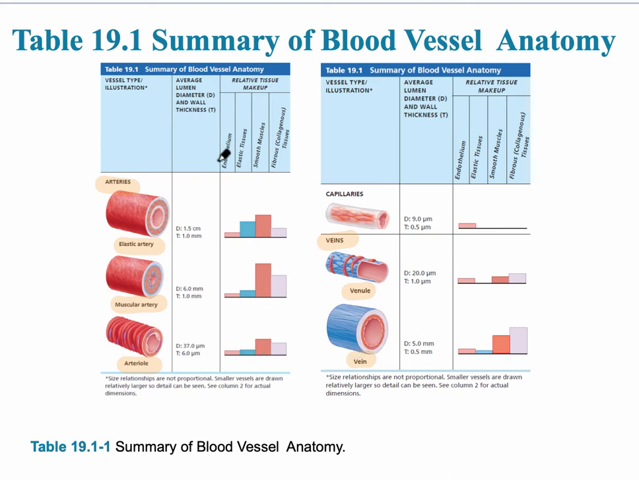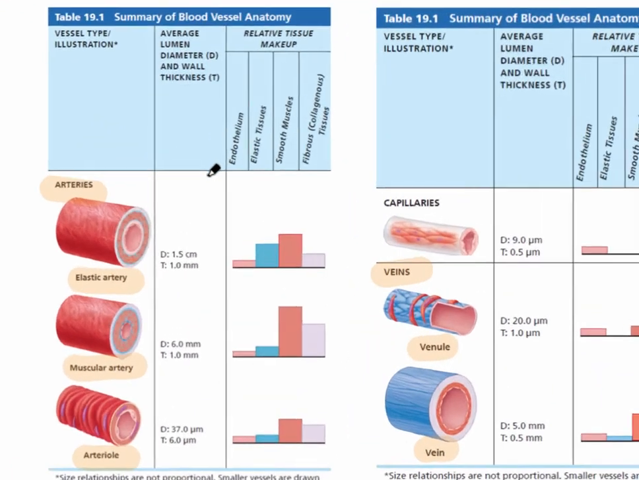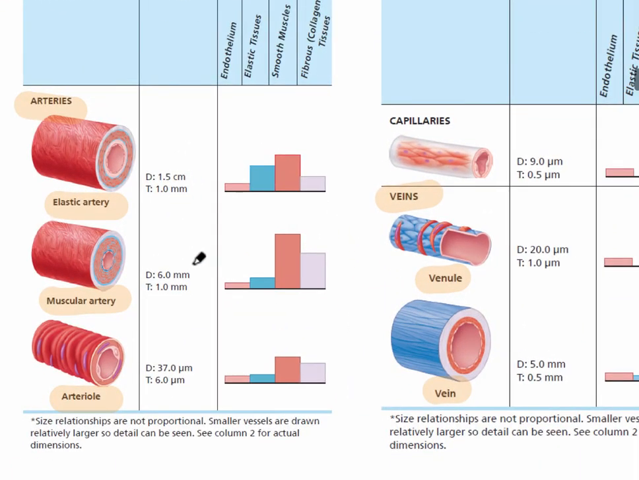The average lumen diameter and wall thickness numbers are not important to remember, but what is important to know is the stark differences between them. I'd like you to notice, for example, that within the arteries, there's a lot of smooth muscle. And there's the most smooth muscle in the muscular artery, and there's also some in the arteriole.